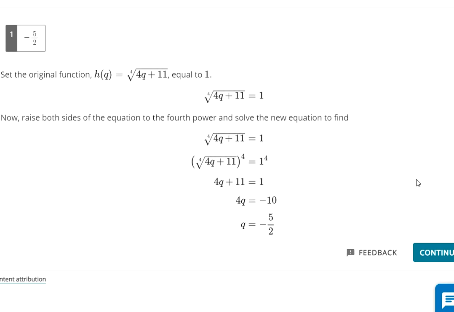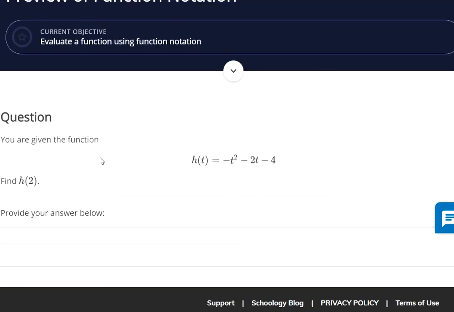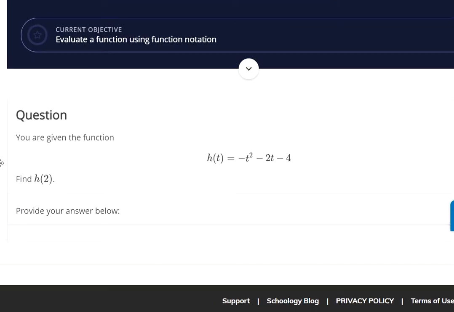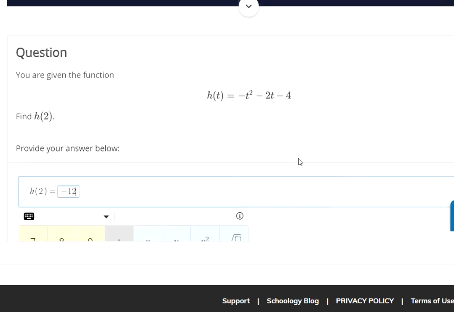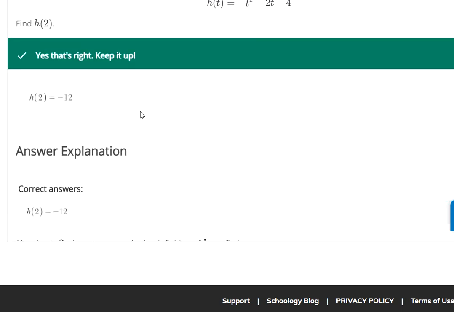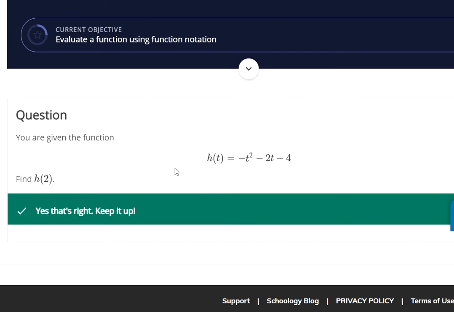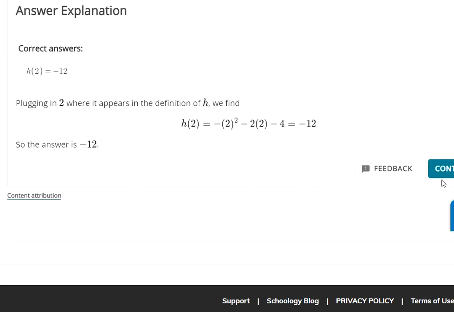Okay, so this section is just about getting used to function notation. This one says h of 2. That means you're plugging in 2 where the t goes in the h of t notation. So 2 squared is 4, and then apply the negative sign. This is negative 4 subtracted by 4. That makes negative 8. Negative 8 subtracted by another 4 makes negative 12. So if you wanted to do that out slower, just plug 2 in for t. Just watch your signs there.